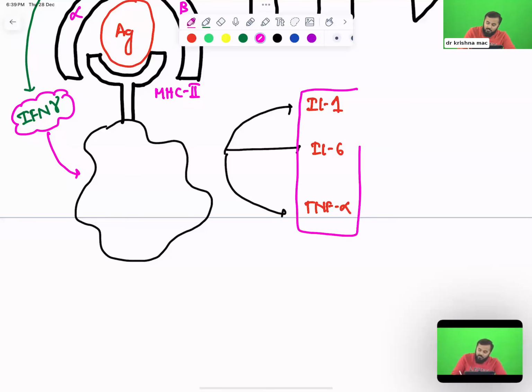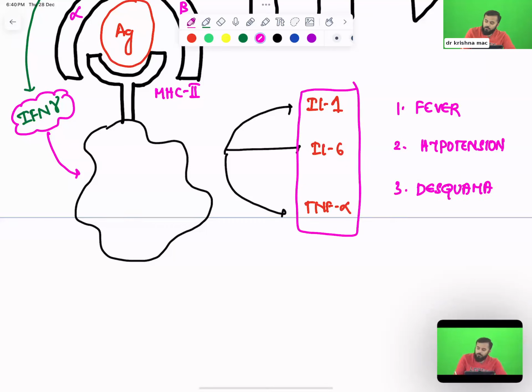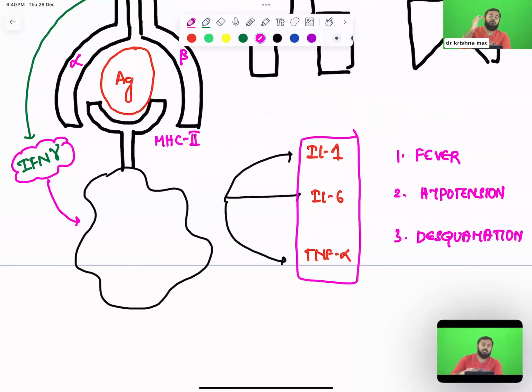Overall, all of these 3, you know what they do? First important thing, they cause fever. Second important thing, they cause hypotension, blood pressure will fall. Third important thing, they cause desquamation. Desquamation is the same as exfoliation. So this is the thing that is happening over here. Normally, this is the thing that happens in you and me also. Till here, is everyone clear? I still did not teach you what is superantigen.